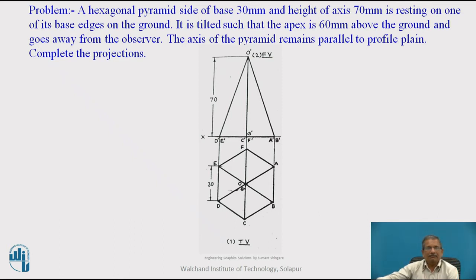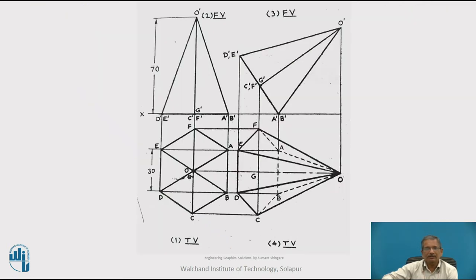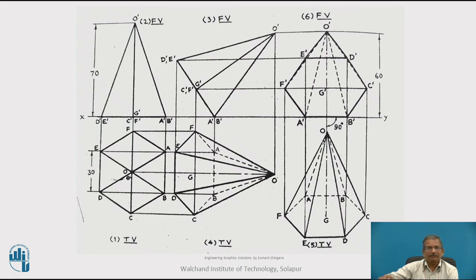It is tilted such that the apex is 60 mm above the ground and goes away from the observer. The axis of the pyramid remains parallel to the profile plane. Complete the projections. So now when we go for the third stage, the apex is away from the observer. That means O will be towards the XY line, because the observer is here and the axis is perpendicular. So while rotating, take care that the apex must be away, and another condition is that the axis is perpendicular. So rotate it, redraw it.